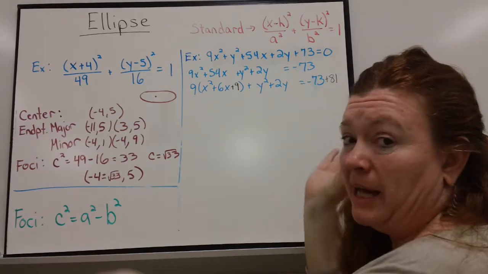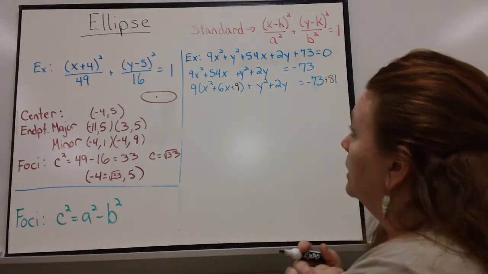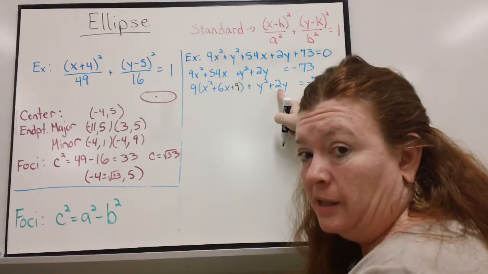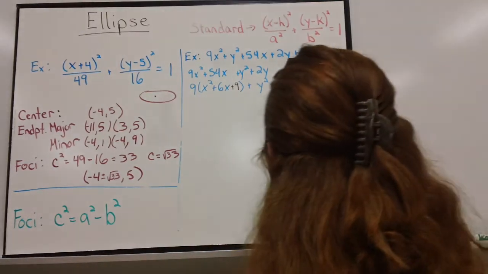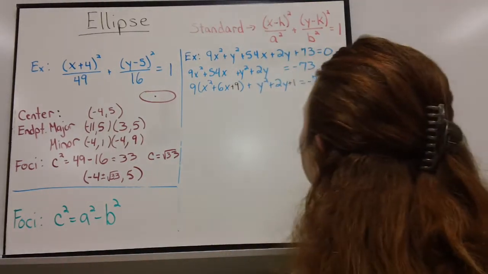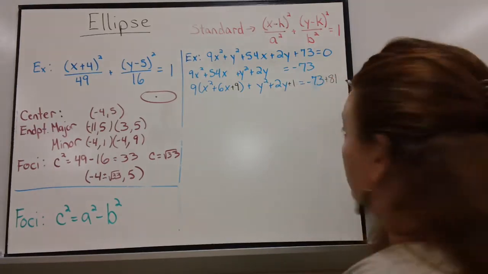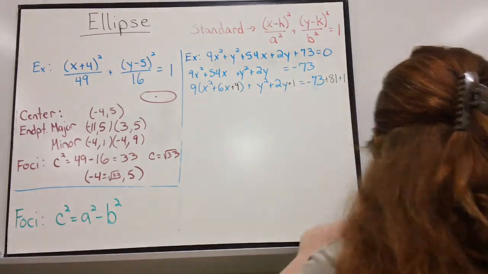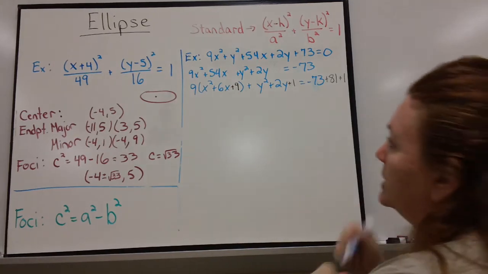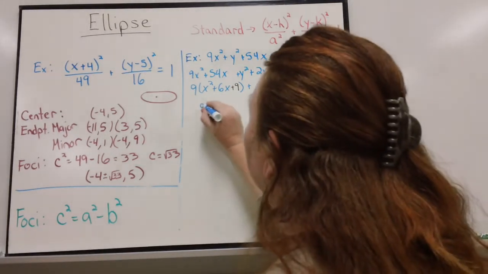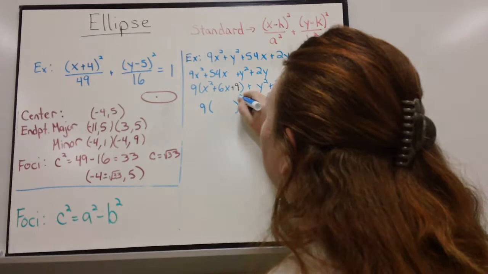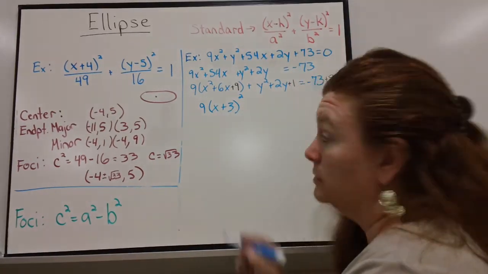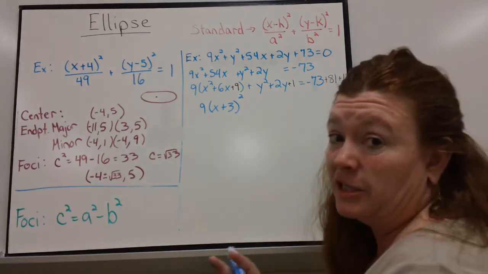So to be fair and balanced, I have to add 81 to the other side. Okay, to complete the square, I take half of 2, which is 1, square it, and I get 1. Well, I'm going to add 1 to the other side, just to be fair. Okay, so let's clean this up. I have a 9, and I'm going to rewrite this as (x + 3) squared. And that's what this factors into.